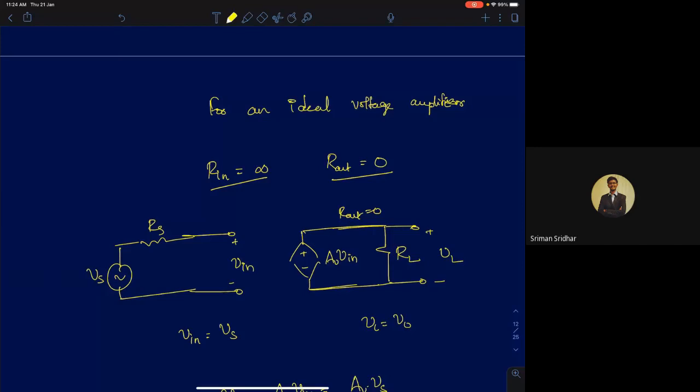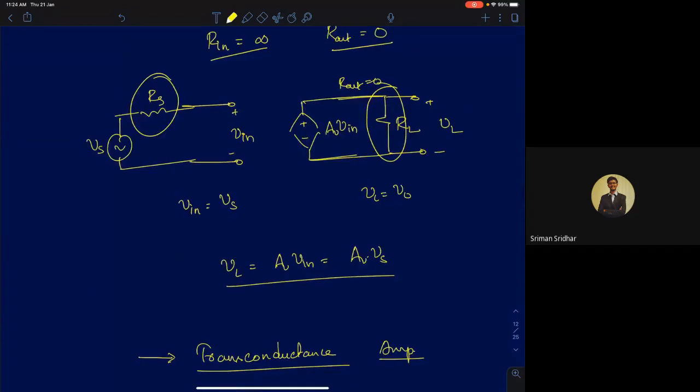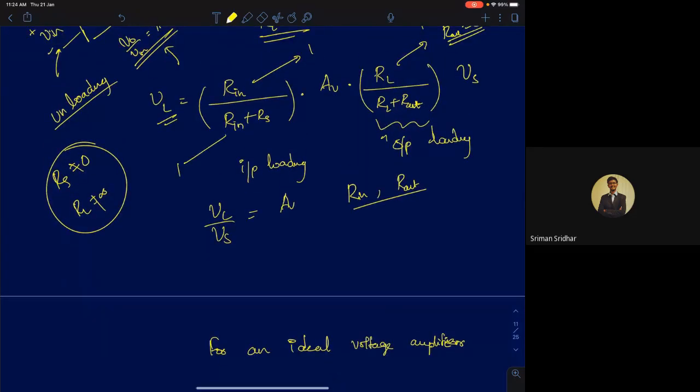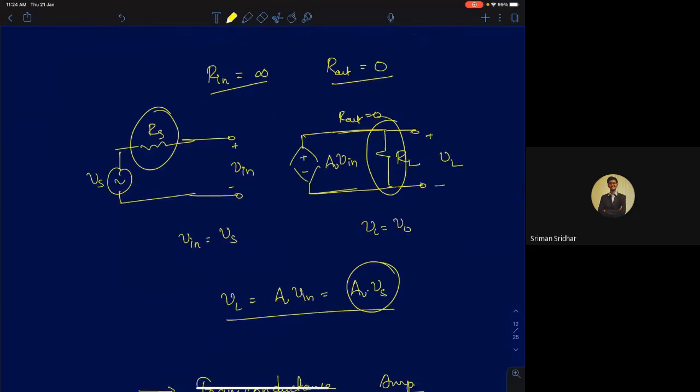So for an ideal voltage amplifier, the gain is independent of Rs and RL. It will always be equal to AV itself. This term will be 1. This term will also be 1 for an ideal voltage amplifier, because Rin is infinity. Rin by Rin plus Rs will be equal to 1 in that case. And if Rout is 0, RL by RL plus Rout will also be equal to 1. So this is an ideal voltage amplifier model.